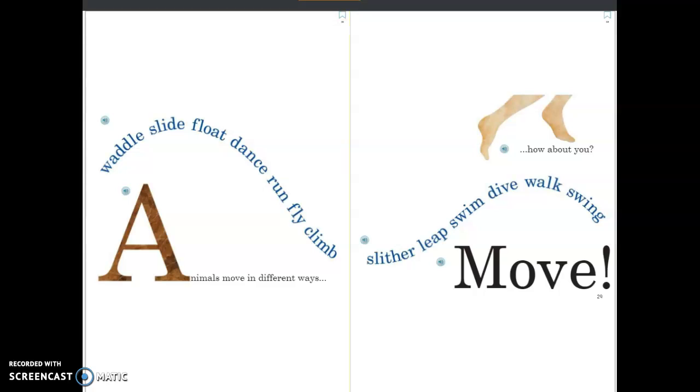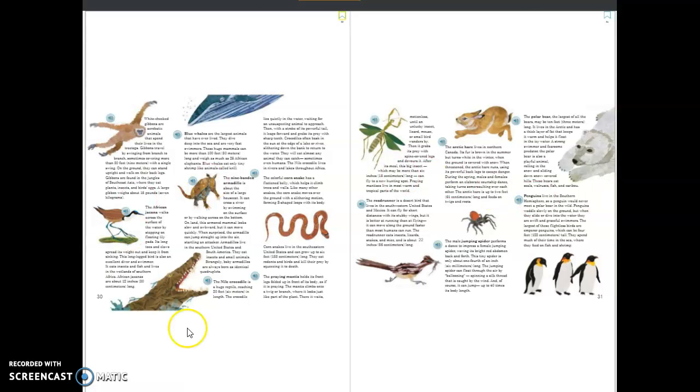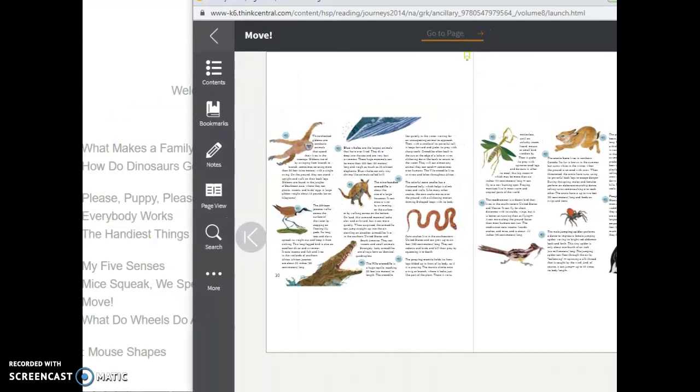Animals move in different ways. Waddle, slide, float, dance, run, fly, climb, slither, leap, swim, dive, walk, and swing. So animals move in different ways. How about you? All right, boys and girls, and then at the back of the book it talks about some of those different animals.